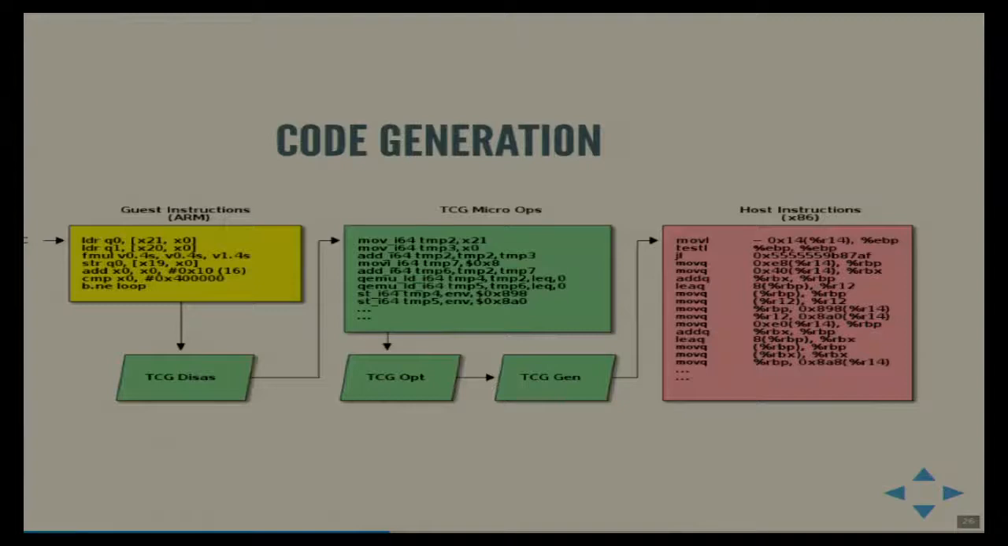Now, the process is fairly simple. On demand, we take a block of machine code from the target. We convert it into an intermediate form from which the final jitted code is generated. And we call this TCG ops. So let's have a look at an example.